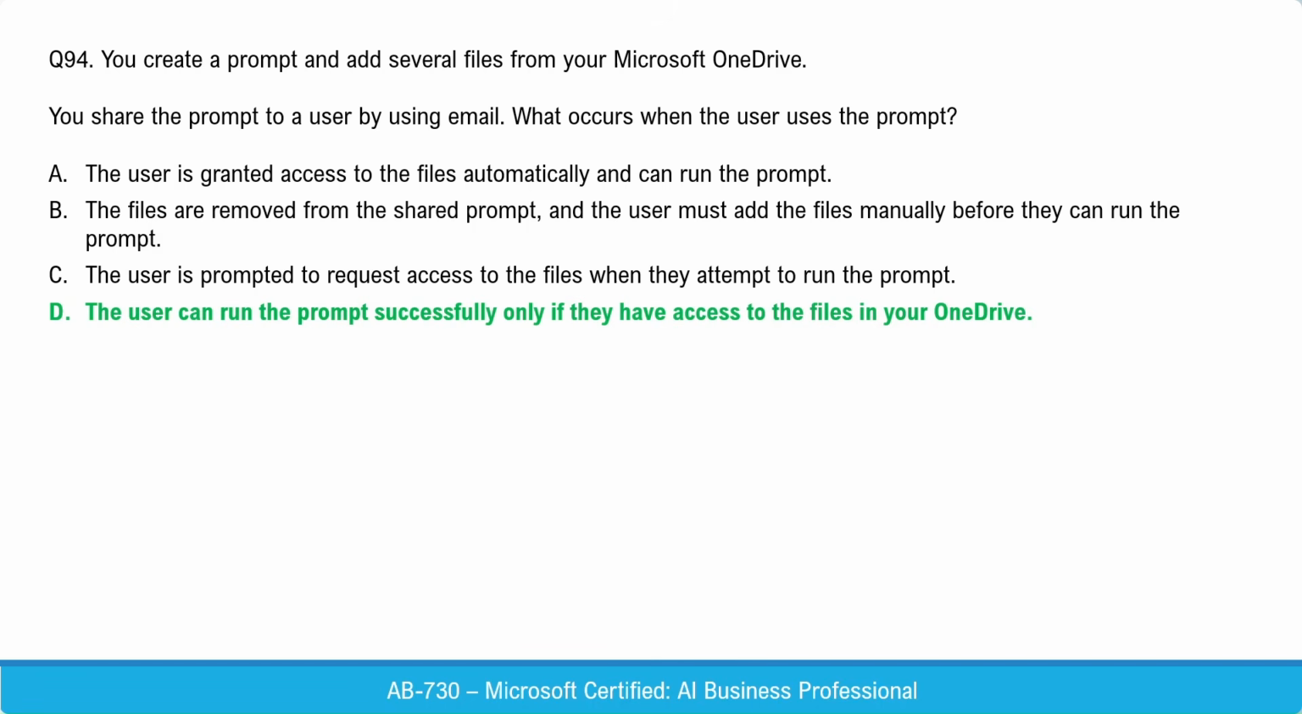Now let's eliminate the other options. Option A says access is granted automatically. That's not true because Copilot never overrides security. Option B says the files are removed from the prompt. That's also incorrect. The references remain. Option C says the user is prompted to request access. That's not a built-in Copilot behavior. So the correct answer is option D.